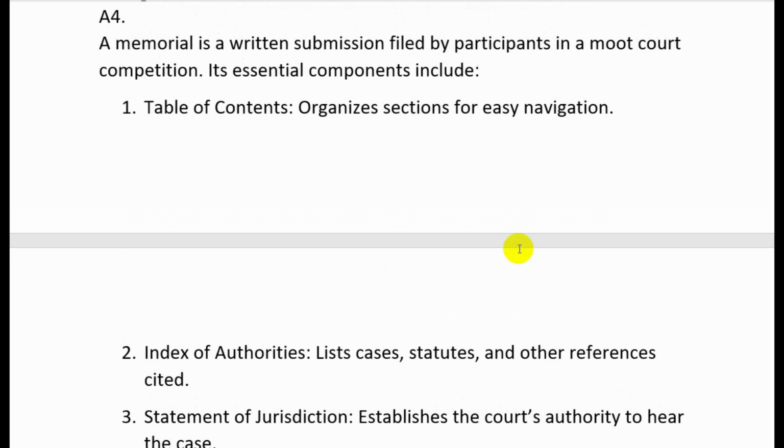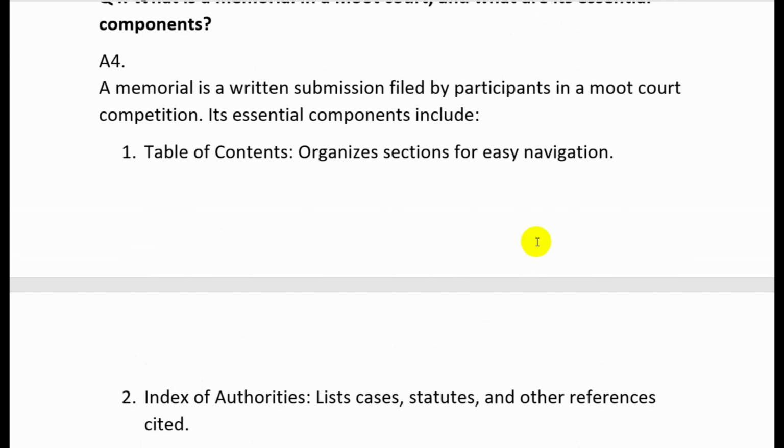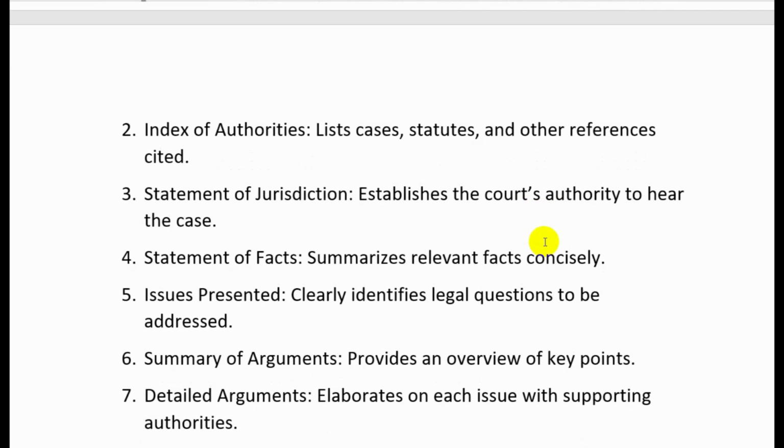It's like the index of a textbook where the page number, the topic, and if a date, the date is mentioned, or the page number or serial number. So serial number, topic, and the page number. Then index of authorities. That is, it will consist of the cases that we are relying upon, the statutes, and other references that we have cited in the draft or in the petition or in our memorial.